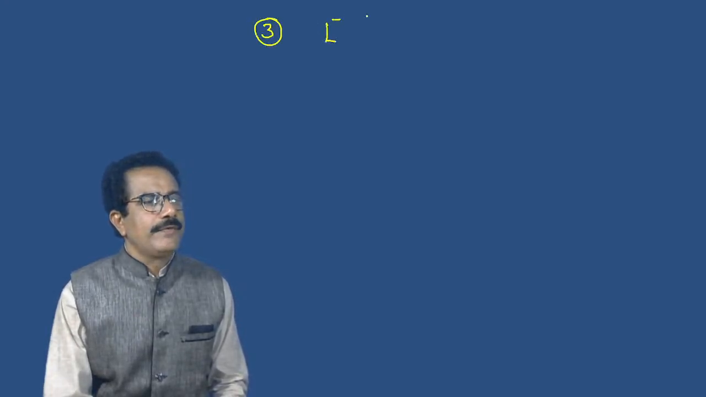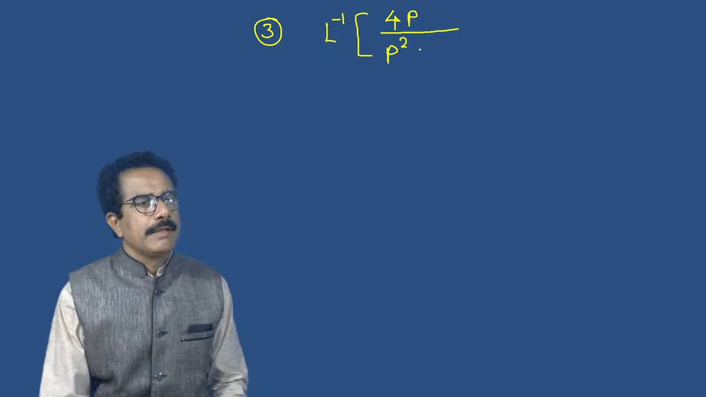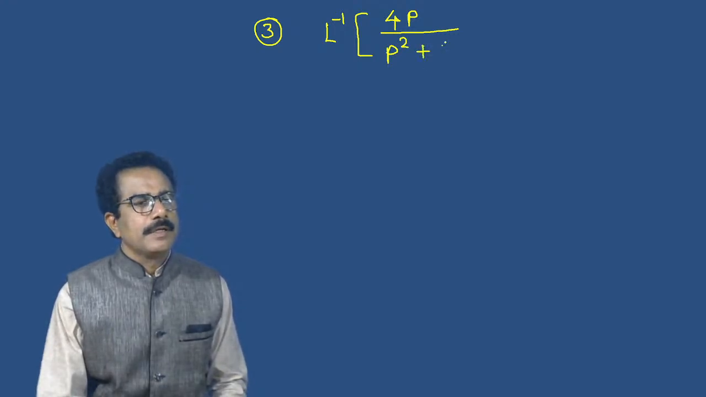Next, third: L inverse of 4p divided by p square plus 25.